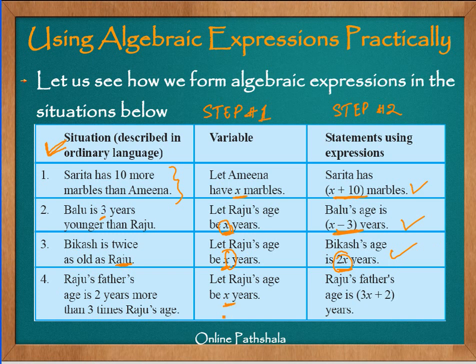Now if Raju's age is X years, what is Raju's father's age? It is 2 years more than 3 times Raju's age. So we divide it into two parts. It is 3 times Raju's age and you add 2 to it. So we can say that Raju's father's age is 3x plus 2. So it's like 3 times Raju's age and 2 years more than that. So this is how we form algebraic expressions in day-to-day situations.